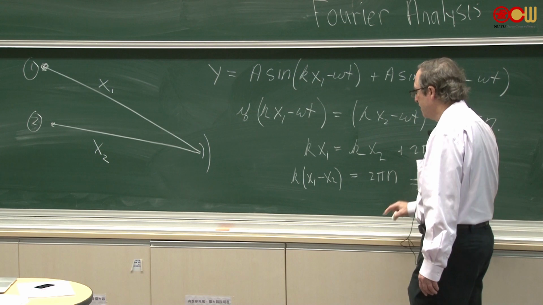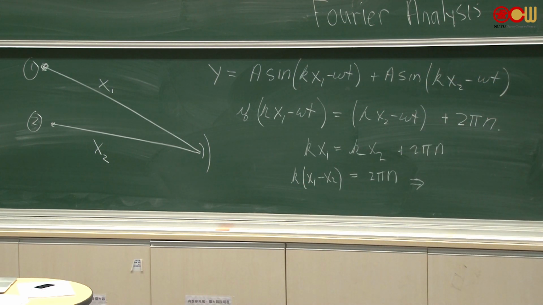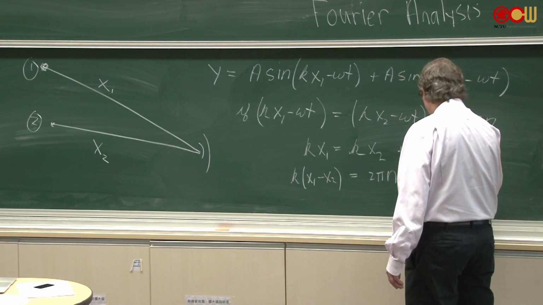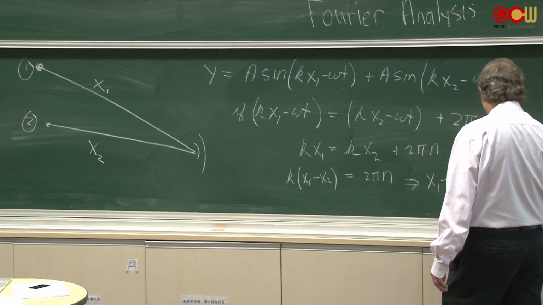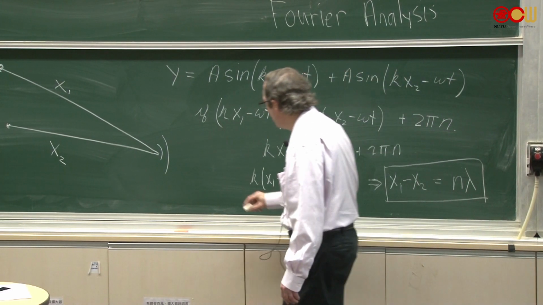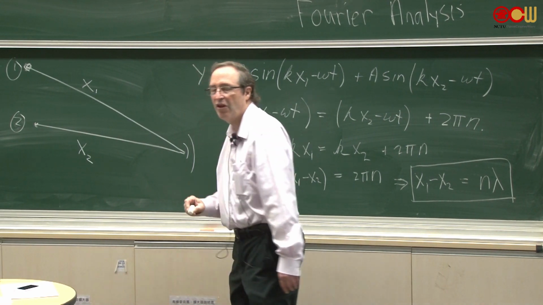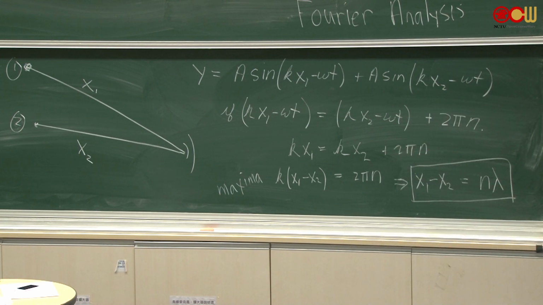And that implies, now what's k? Anybody remember what k is in terms of the wavelength? 2 pi over the wavelength. So we have a 2 pi over lambda. The 2 pi's will cancel. So we get x1 minus x2 equals n lambda. So this is the key result. All right? And this is for maxima. So in other words, when those two signs add up, we get a high sound.